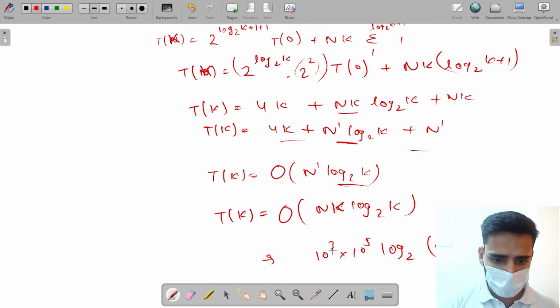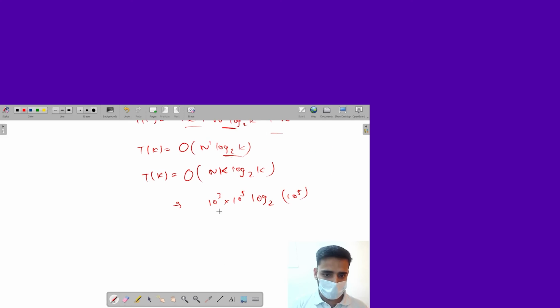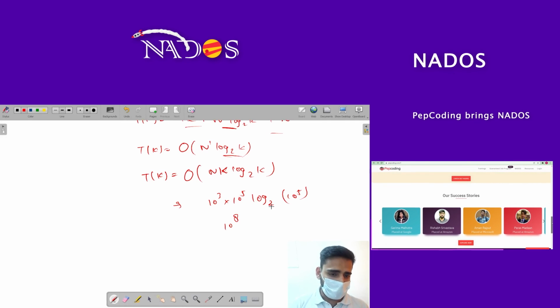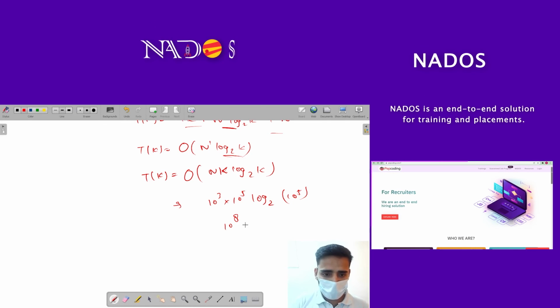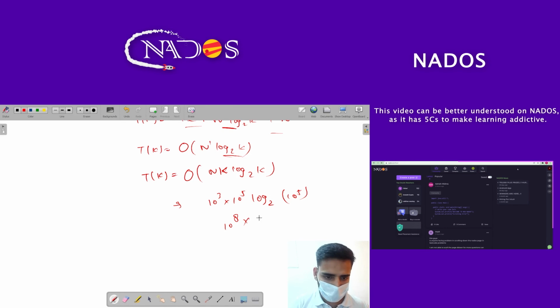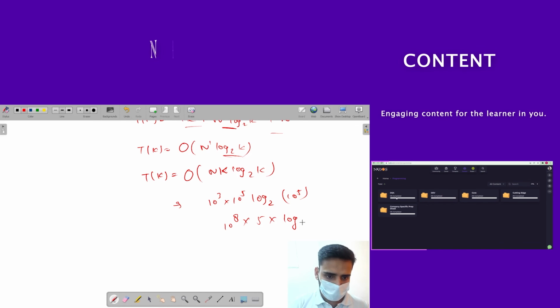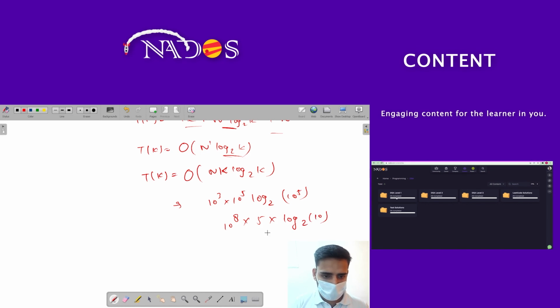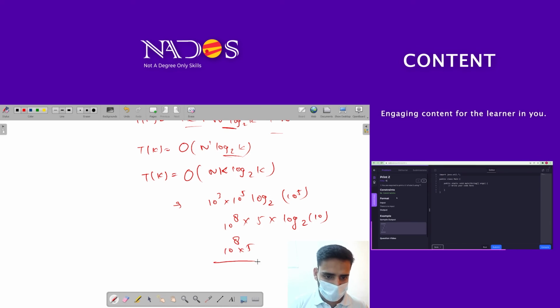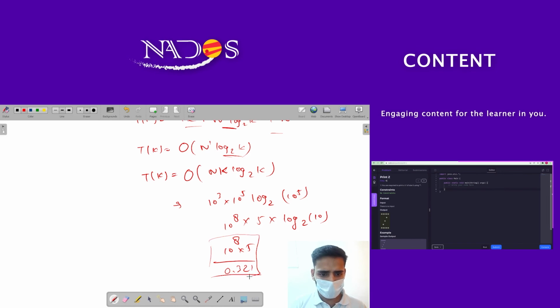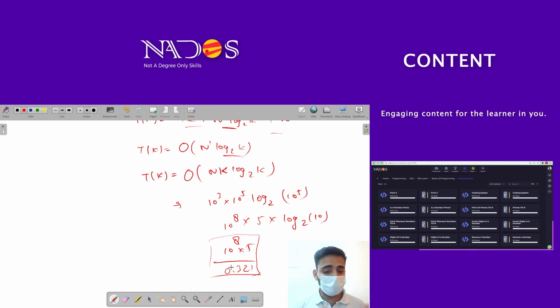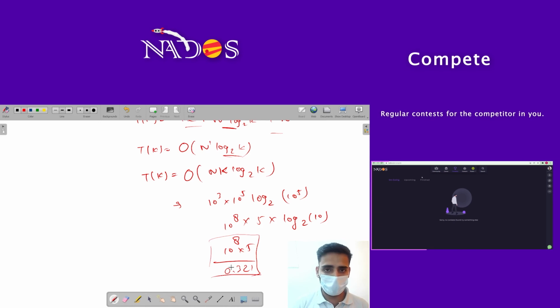So now let's calculate the time complexity. Let's make more space. It will be 10 to the power 8, and if we calculate this, what will we get? It will be 5 into log 2 of 10. So what will the value of this be? 10 to the power 8 into 5 by, it will be 0.321, something like this. So see how much complexity is reduced in this solution.